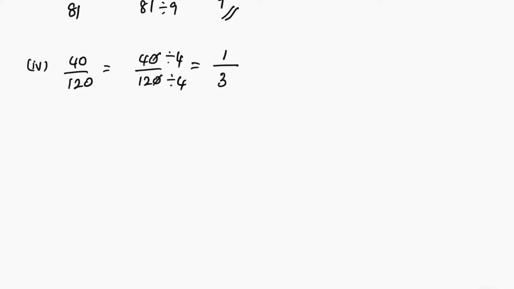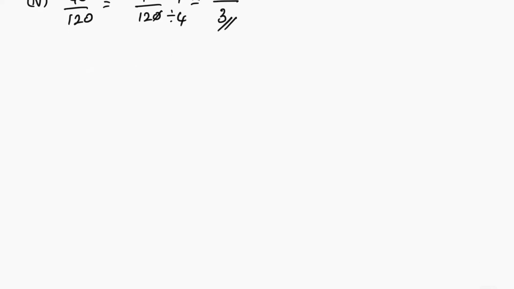So, your answer will be 2 by 9. Now, coming to the fourth sub question. 40 by 120. That is equal to 40 by 120. Both the zeros I can directly cancel. Divide by 4. Divide by 4. Correct? What is 4 divided by 4? That is 1. 12 divided by 4 is 3. So, you will get it as 1 by 3.